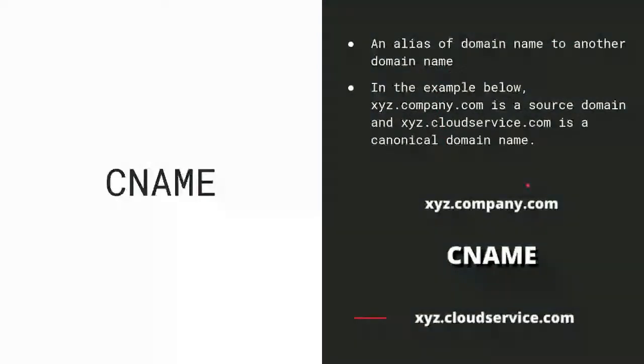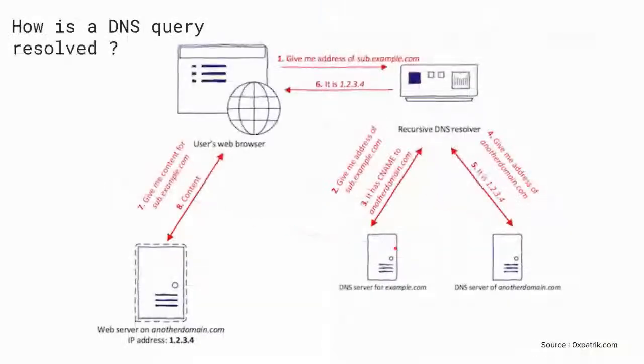Now we know what DNS was and the concept of DNS. We had a walkthrough of it. Now let's see how a DNS query is resolved. In my browser, I'll enter sub.example.com. Next, this query will be sent to the recursive DNS resolver. Now the recursive DNS resolver will recursively send the query and ask whether this particular sub.example.com has a CNAME to another domain or not.